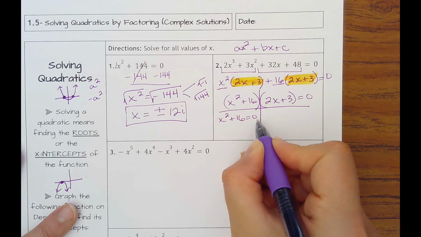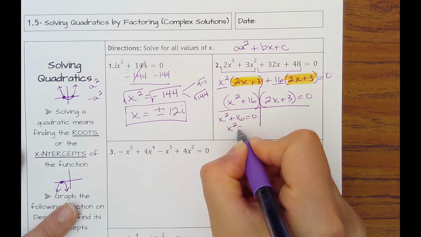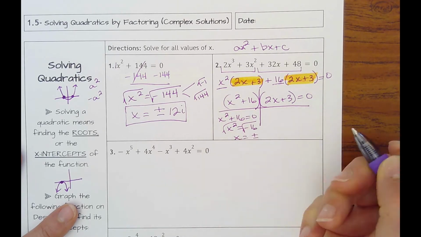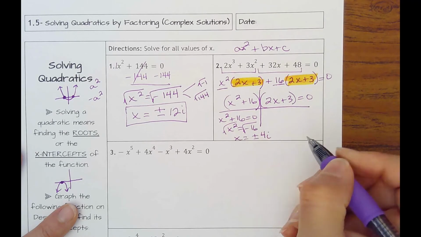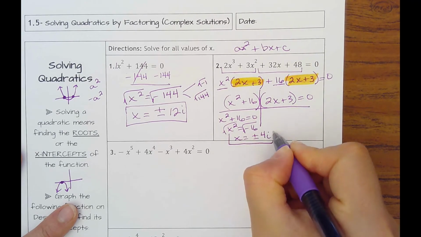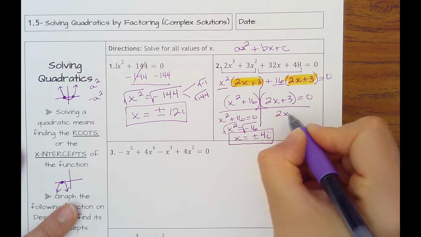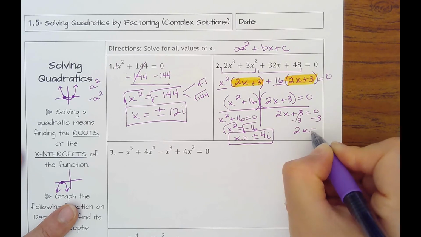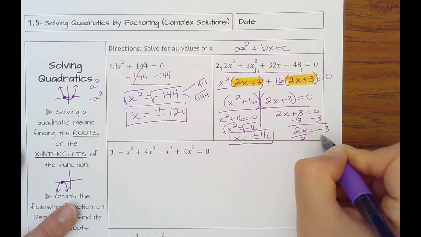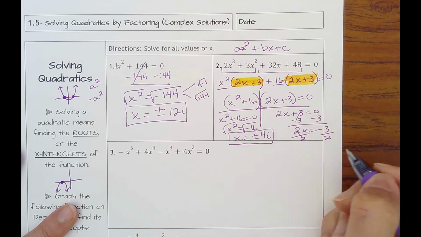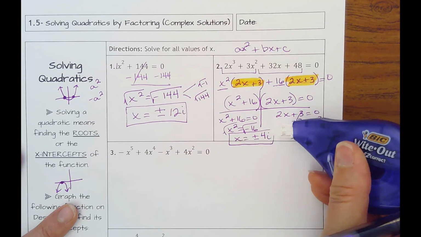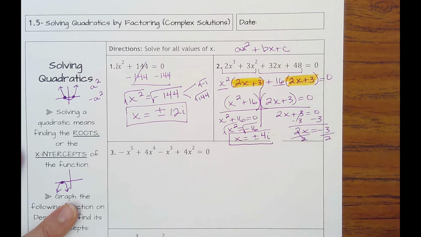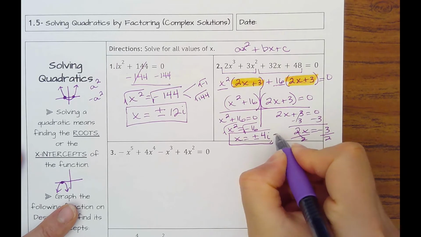To solve this, I would subtract the 16 over, making it negative, and then I'm going to square root, and we'll get two answers. Square root of negative 16 would be plus or minus 4i. And then this one's easy. Subtract 3, and then divide by 2, which you can probably do in your head. So I also get here a negative 3 halves. So we get plus or minus 4i and negative 3 over 2.